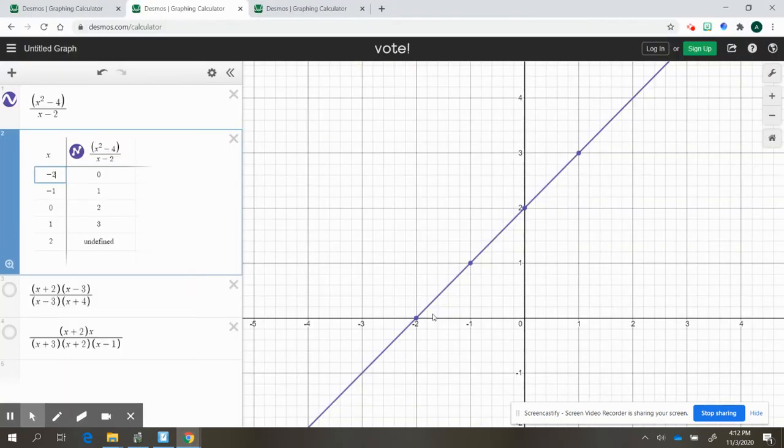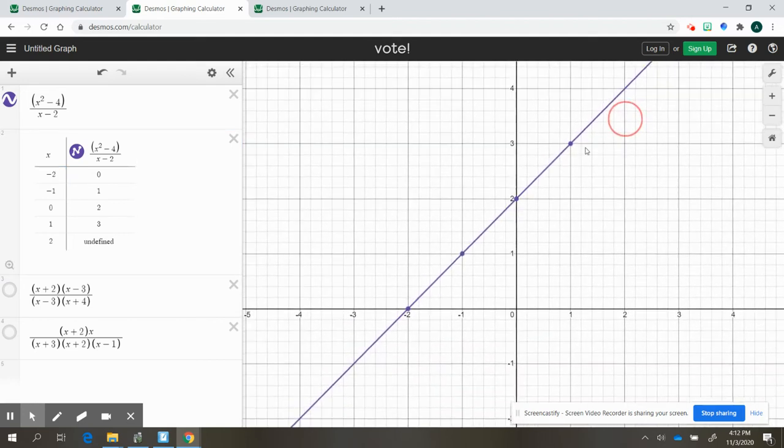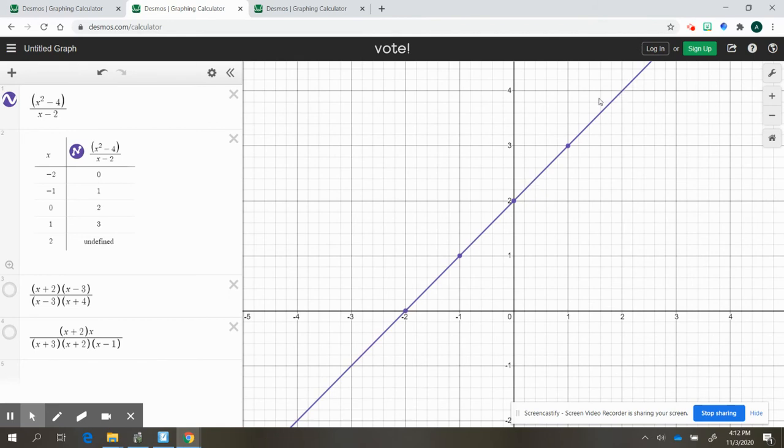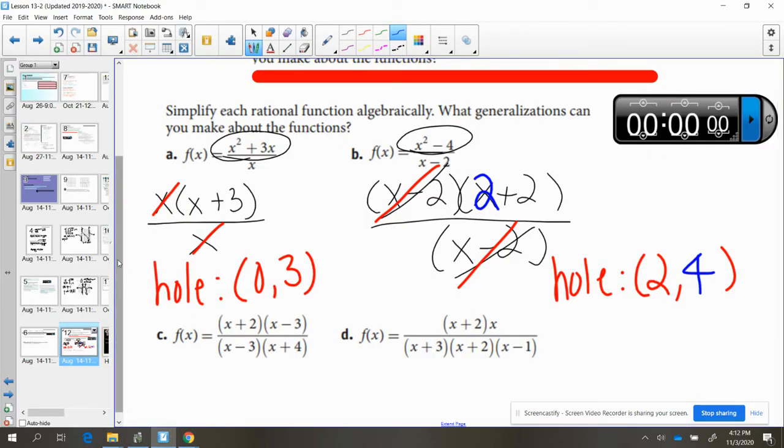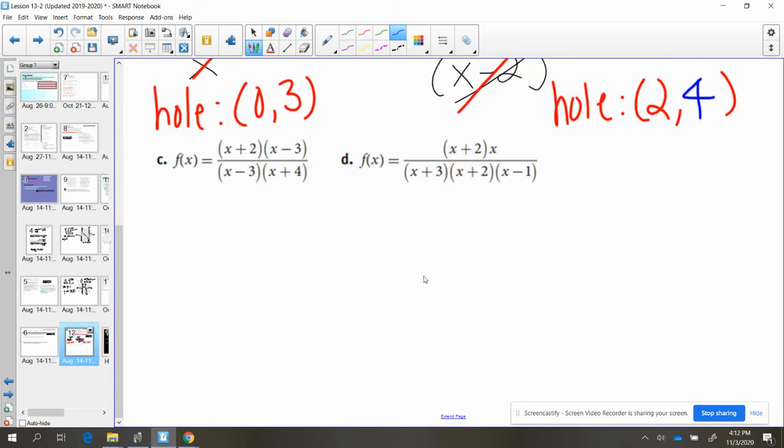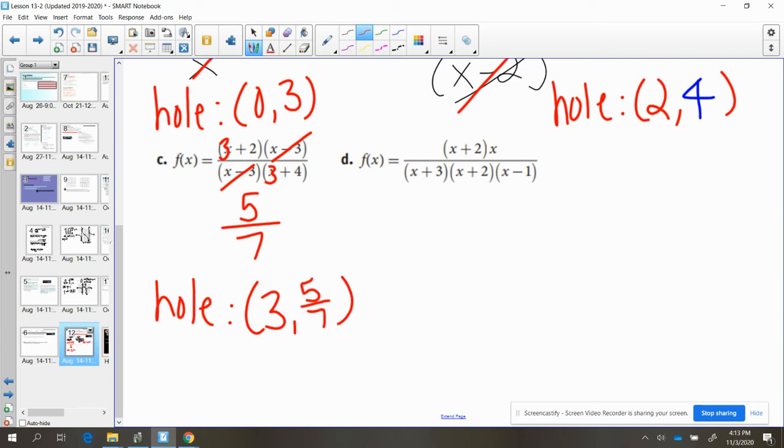So if we look on here at 2, 4, they're not plotting this point because we know there's a hole there. It's skipping over that where it would normally be with the rest of the values. So 2 comma 4 would be the location of our hole. To expedite, now look at the graph here. Again, the hole in the next example in part C would occur at x equals 3. And in order to find the y value at the hole, plug 3 in, we would have 5/7, and that would be the y value of our hole.